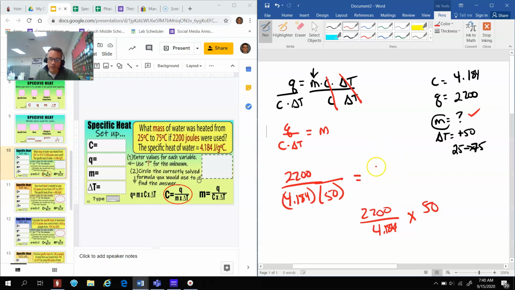And we should end up getting a number that is 10.5. And we could leave it at this. Since our specific heat has grams in it, this would tell us that this is in grams.